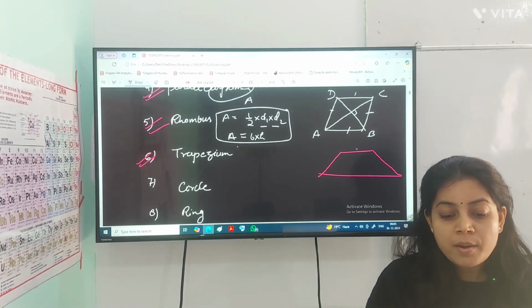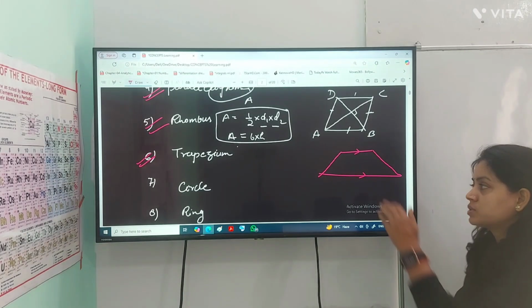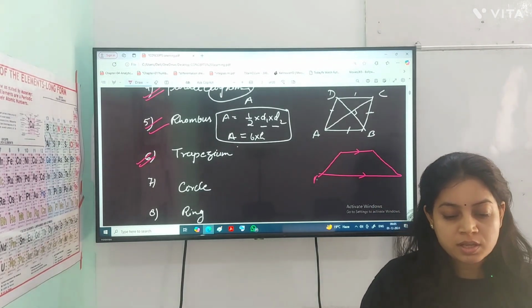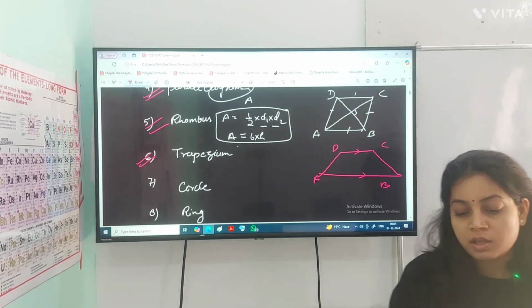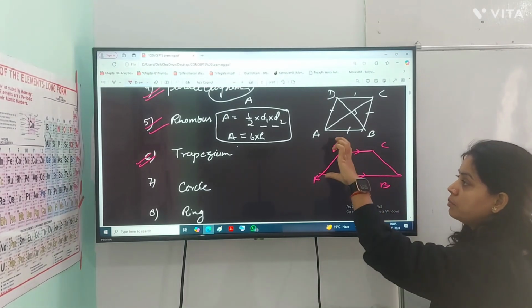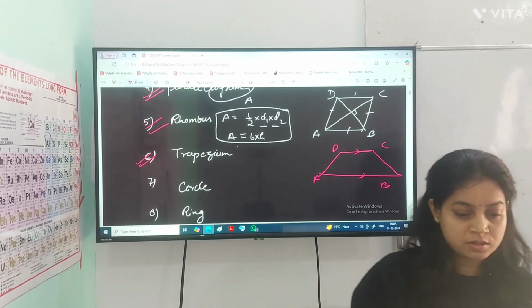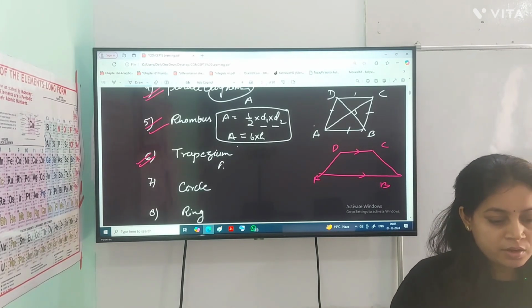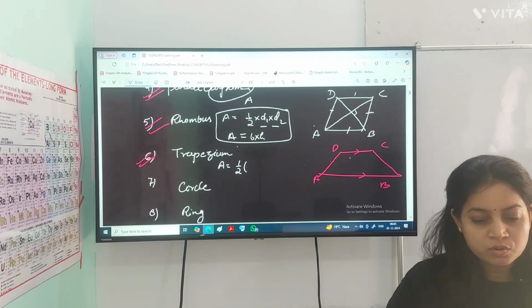So what is a trapezium? A trapezium is this kind of shape in which one pair of opposite sides is parallel and one pair is non-parallel. So in this I can say this AB is parallel to DC, but these other sides are non-parallel sides. So what is the area of the trapezium?